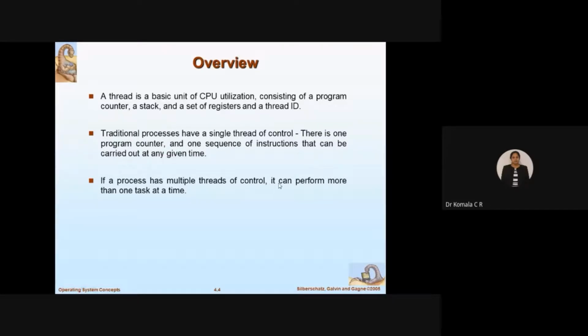So how will I perform? It can perform more than one task at a time. I will not say that these threads have to wait. The second thread is not required to wait for the completion of execution of the first thread. Not like that. You can execute in parallel. That's why I'll go for a concept called thread. Process, I am talking in terms of thread here.